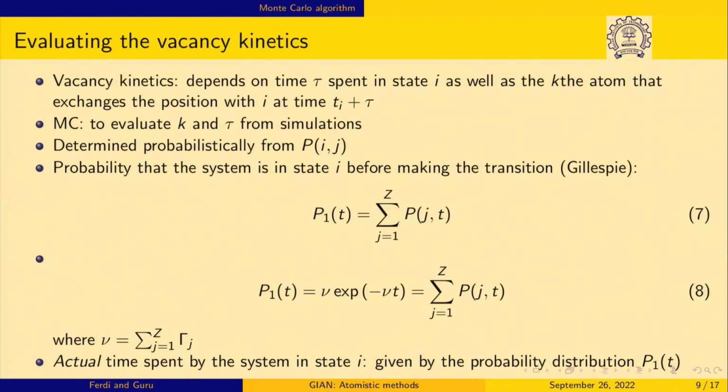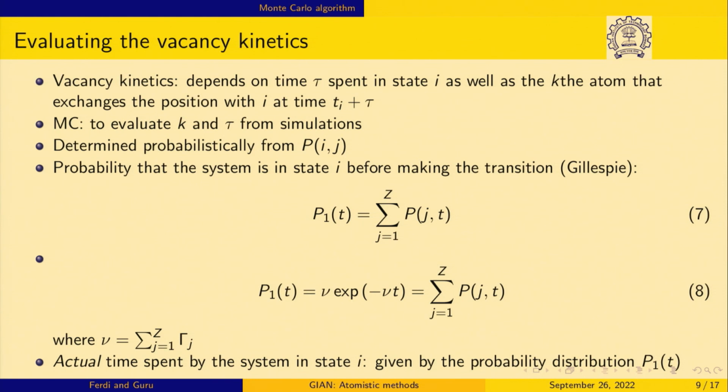Now, what does the vacancy kinetics depend on? It depends on how much time is spent in I, as well as what is the position, or the configuration, it takes after the time tau in the small interval dt when it makes the jump. So, we need to know two things to get the kinetics: first, how much time it waits here, and second, which position it jumps to, and they are determined probabilistically. That is what the simulation is basically doing. It is calculating at every state how much time it is spending, and after that it is also deciding which jump it is going to make.